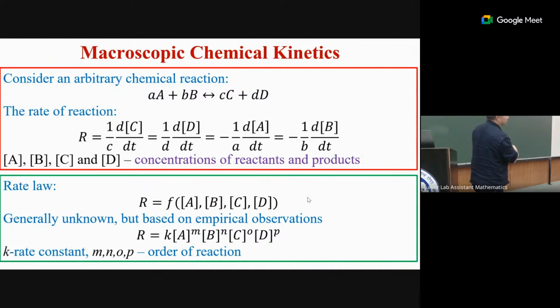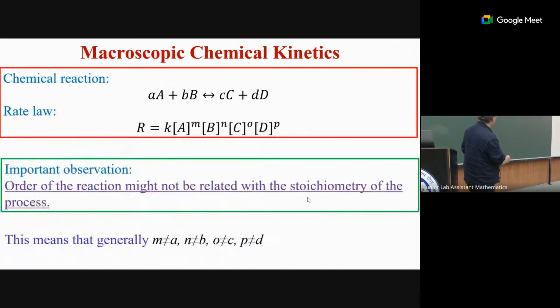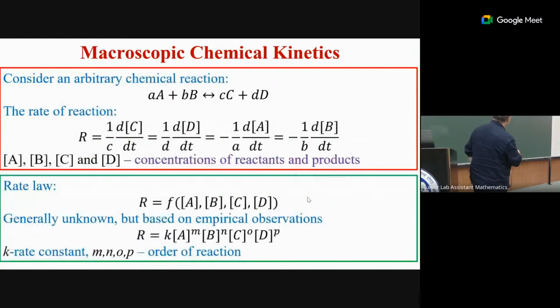So generally these rate laws are not known, but based on empirical observation, people noticed that this rate typically is a power law. It's a product of concentrations raised to some powers. This prefactor is called the rate constant. You can think about it as the rate when all concentrations are unity. And then there are exponents, m, n, or p. The important thing to remember is that m, n, and p are known as the order of reaction with respect to compound A, B, C, or D.